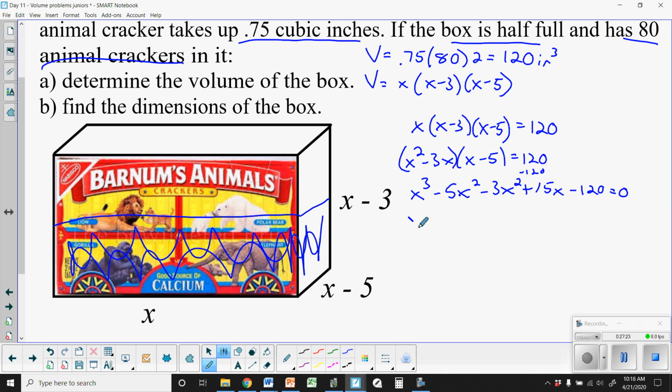All right, so we have x cubed minus 8x squared, and then we have plus 15x minus 120 equals 0. How many terms do we have? 1, 2, 3, 4. All right, so it looks like we're doing left side, right side. Take out an x squared, x minus 8.